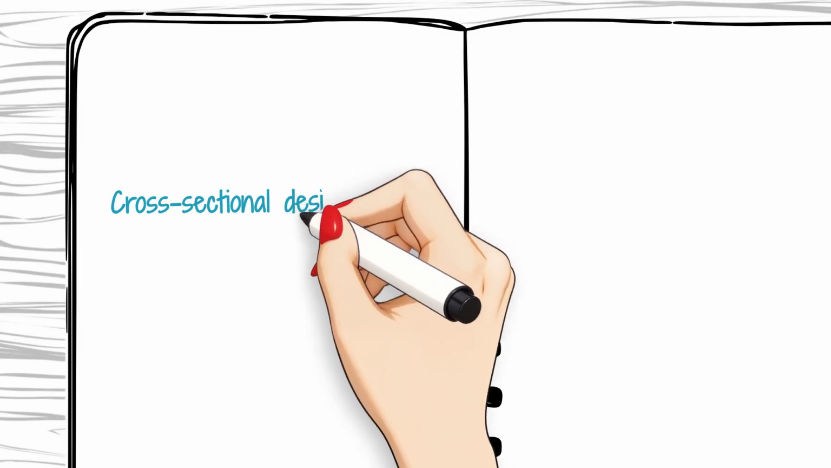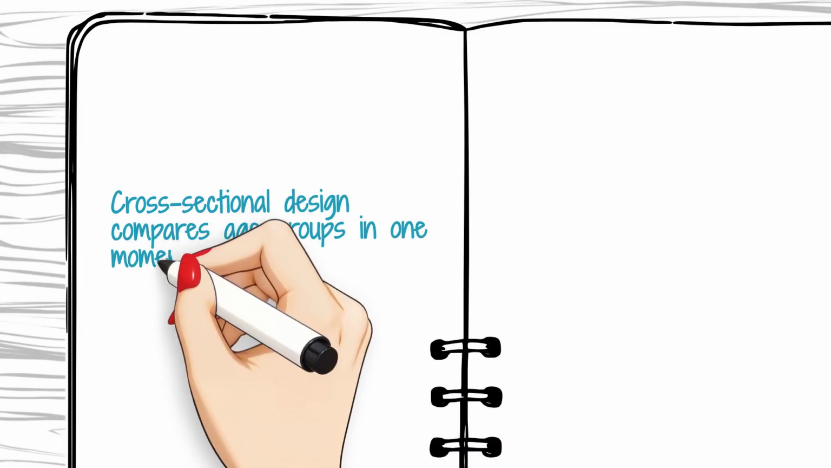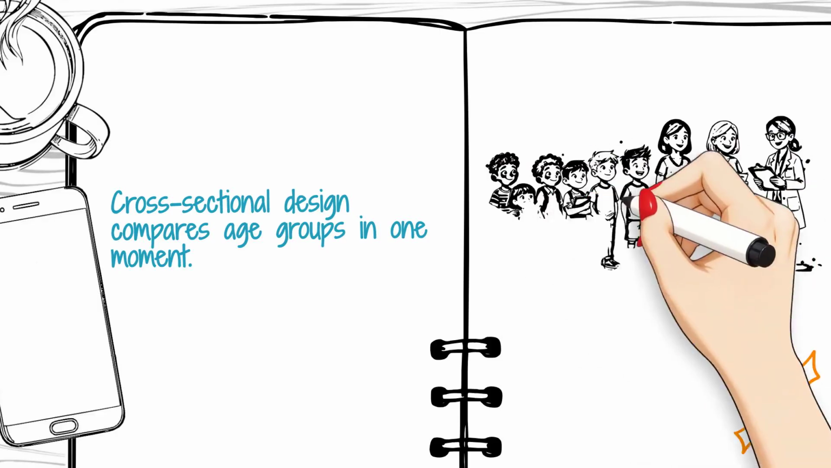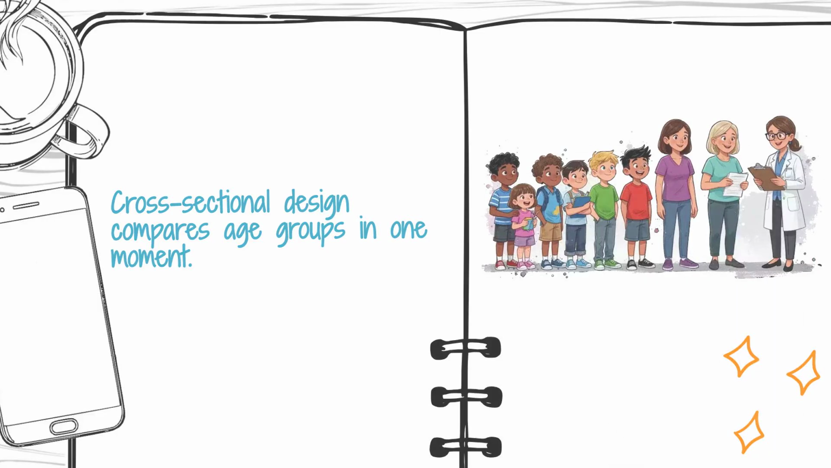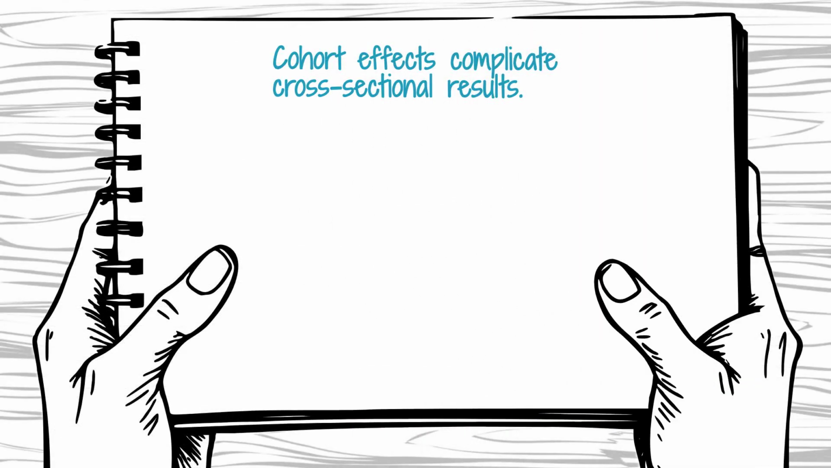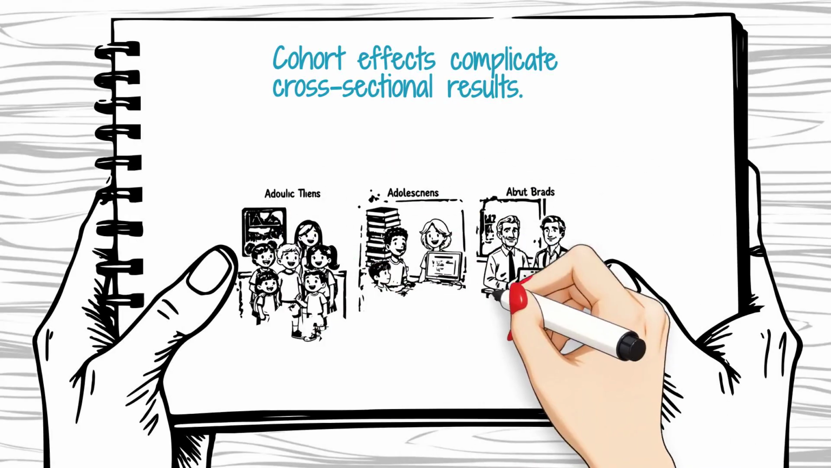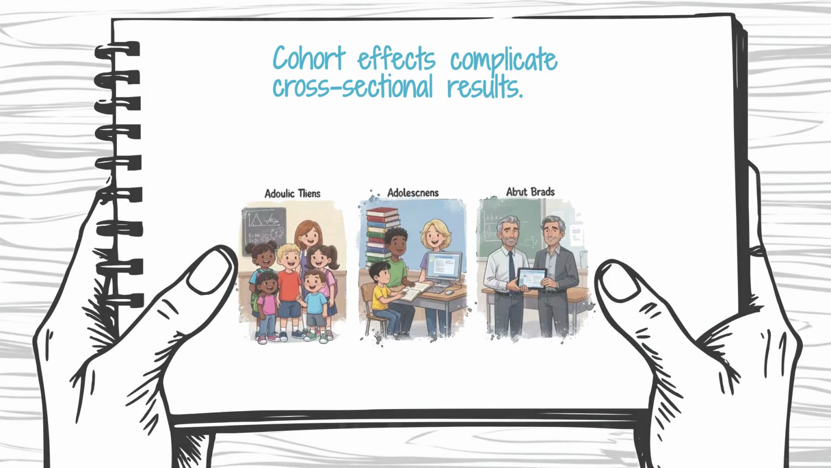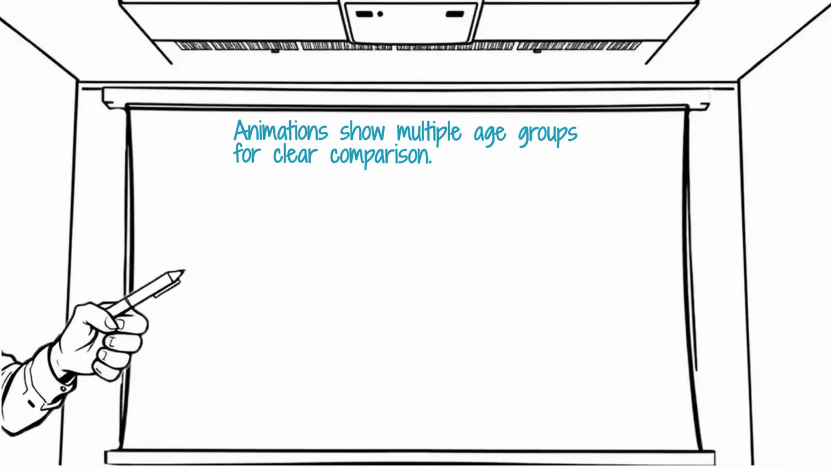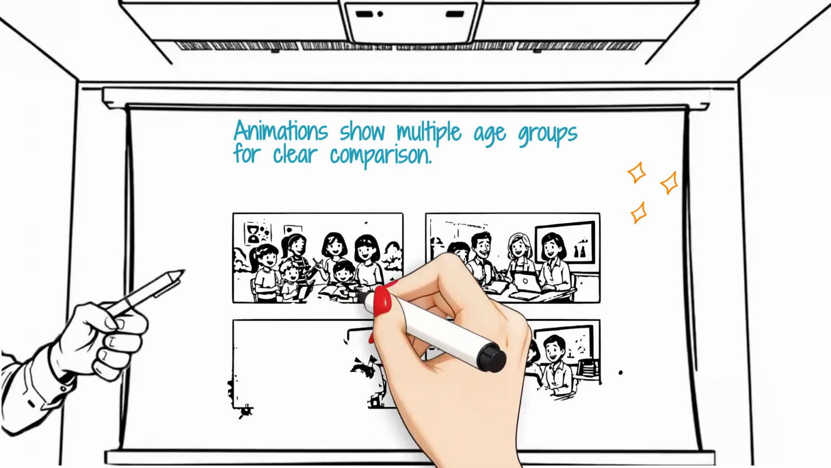In contrast, a cross-sectional design compares different age groups at one point in time. This approach is efficient and useful for quickly identifying age-related differences. However, it cannot separate age effects from cohort effects because each group may have lived through different historical and educational contexts. An animation that places multiple age groups side by side can clarify this distinction.